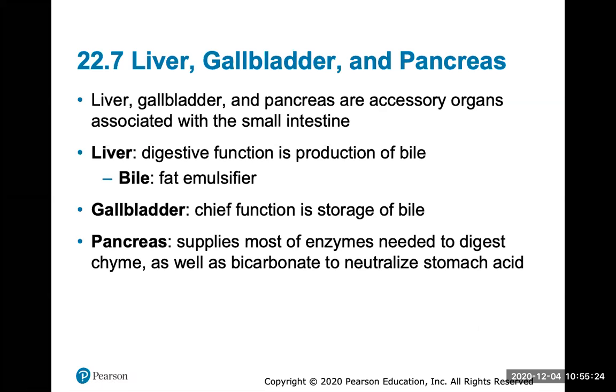Then we'll get to the liver, gallbladder, and pancreas. These are all accessory organs, so they are not part of the GI tract. The digestive function of the liver is to produce bile, and bile is what we call a fat emulsifier. So it surrounds fat and breaks it down in a process known as emulsification. The gallbladder just stores the bile. So people can live without their gallbladder because the liver will continue to produce bile. And then the pancreas supplies most of the enzymes needed to digest chyme, as well as bicarbonate to neutralize stomach acid.